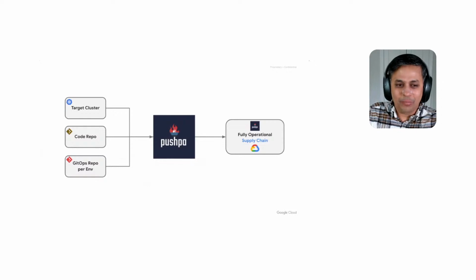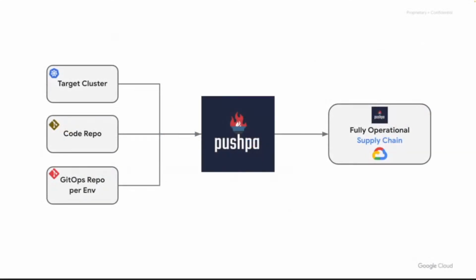So let's take a look at what Pushpa really delivers. At a very high level, Pushpa has two components. One is the software supply chain that we have built fully cloud native on GCP.